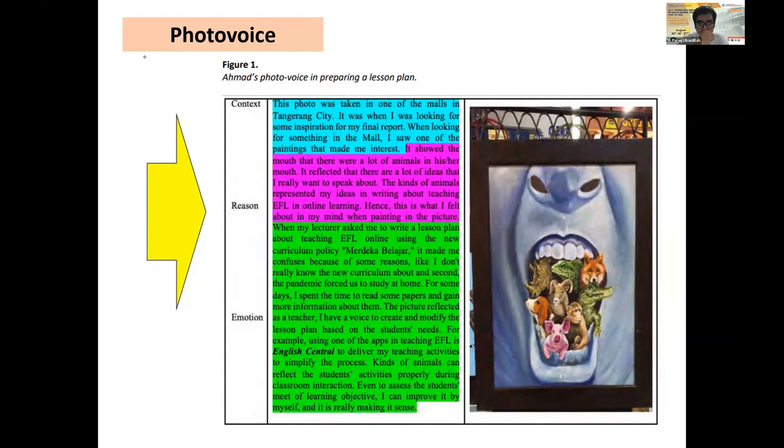For some days, I spent the time to read some papers and gain more information about them. The picture reflected as a teacher, I have a voice to create and modify the lesson plan based on the student's need. For example, using one of the apps in teaching EFL is English Central to deliver my teaching activities to simplify the process. It can reflect the students' activities properly during classroom interaction. Even to assess the students' achievement of learning objectives, I can improve it by myself, and it is really making sense.